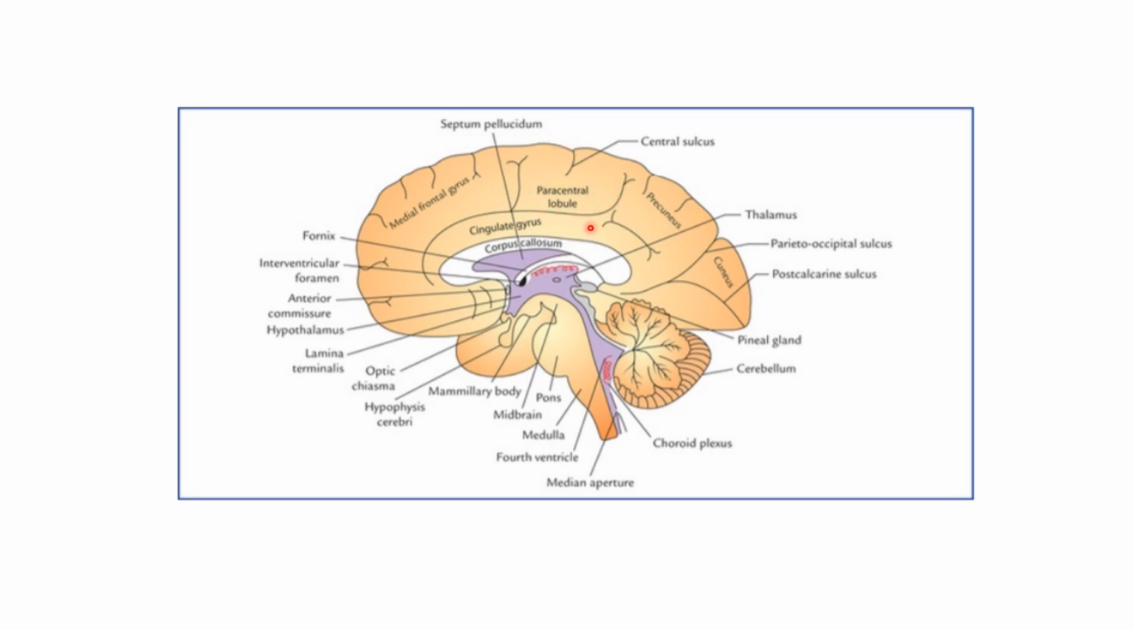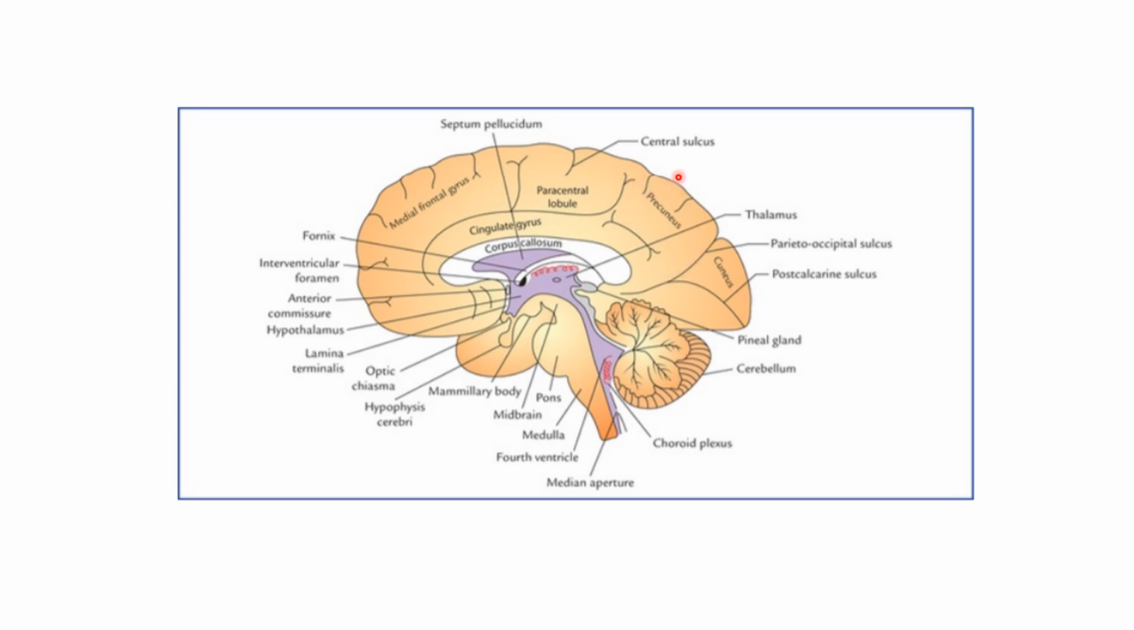So this is again a gyri, or the very lobulated part. This is the paracentral lobule. Just anterior to the paracentral lobule, there is the medial frontal gyrus. Apart from that, posterior to the paracentral lobule, there is the precuneus.